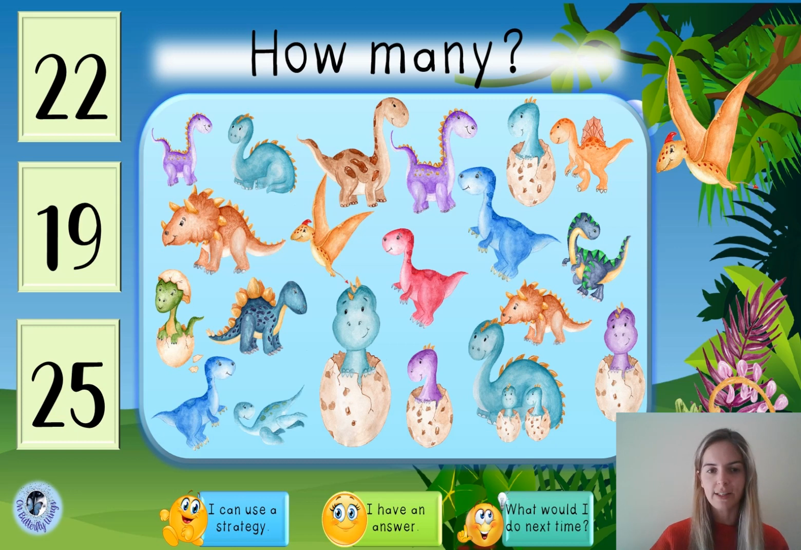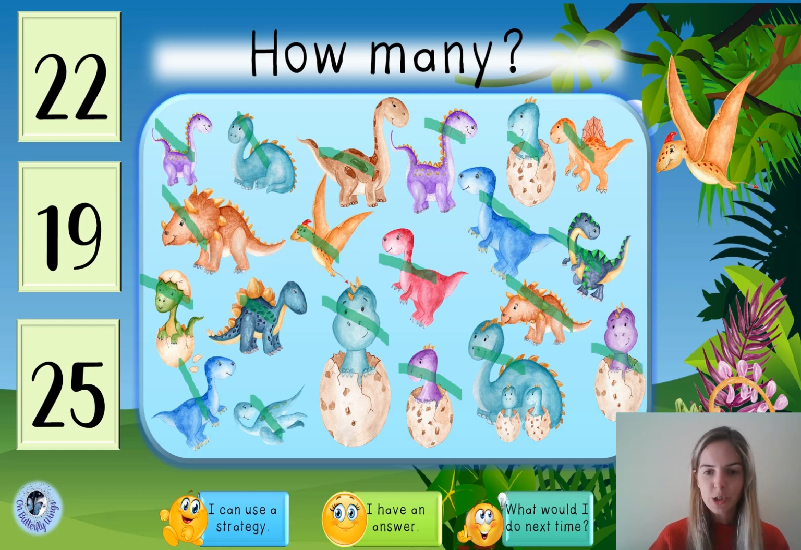I might use green to cross them out. Let's count. 1, 2, 3, 4, 5, 6, 7, 8, 9, 10, 11, 12, 13, 14, 15, 16, 17, 18, 19, 20. And do you know what? I almost missed these two baby ones as well. 21 and 22. So I hope you got 22 as well, because that's how many dinosaurs there are.